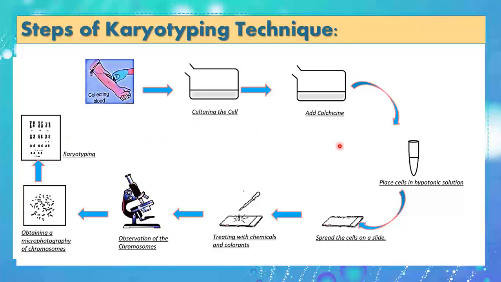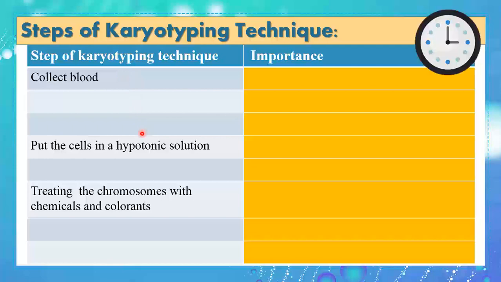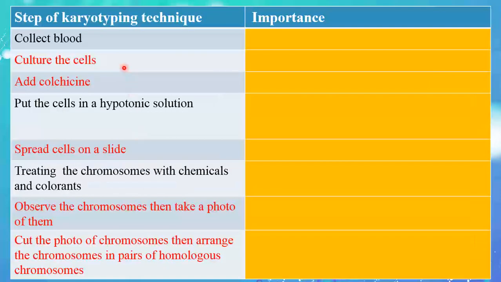Now let's see if you followed each step correctly. Try to find the missing steps in this table. If the first step is to collect blood, what are the second and the third steps? As we said, the second step is to culture the cells and then add colchicine. Then, put the cells in a hypotonic solution, spread the cells on a slide, treat the chromosomes with chemicals and colorants, observe the chromosomes, then take a photo of them. Finally, cut the photo of the chromosomes, then arrange the chromosomes in pairs of homologous chromosomes, or karyotype them. These are, in short, the steps of the karyotyping technique.